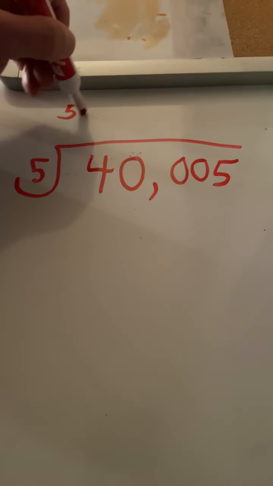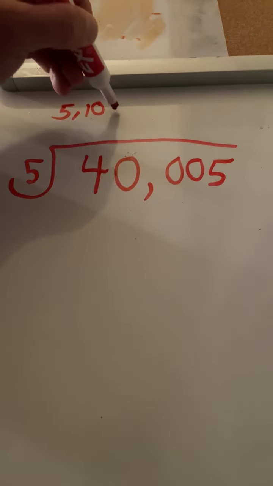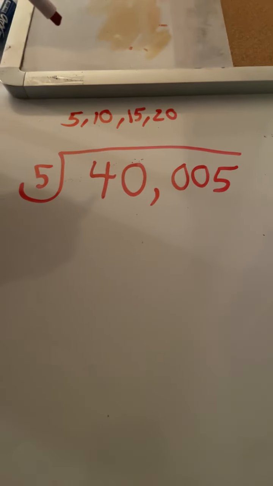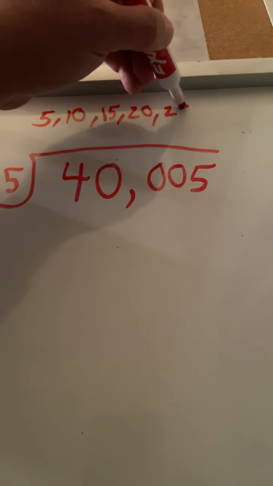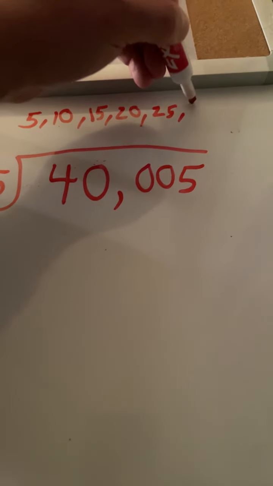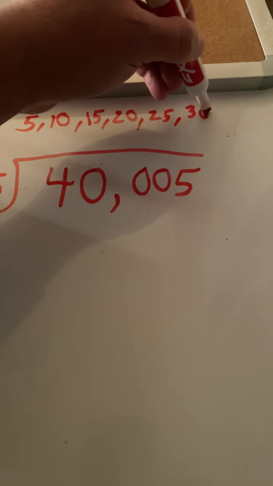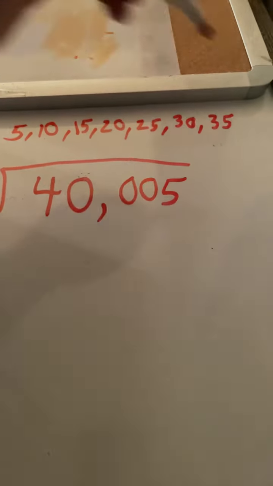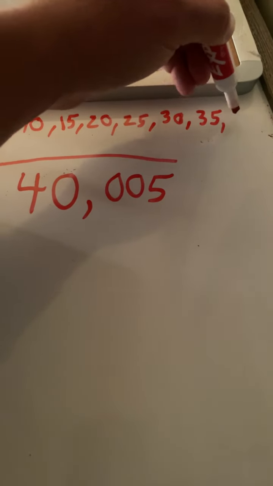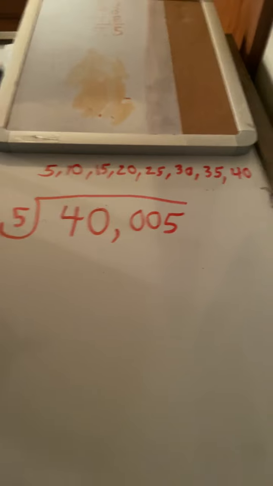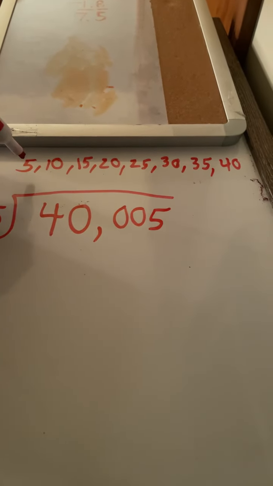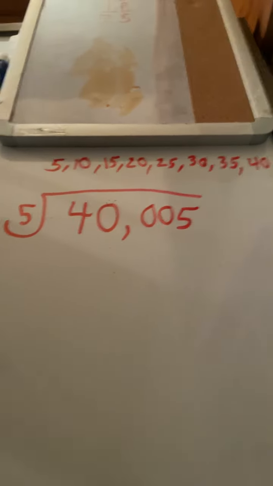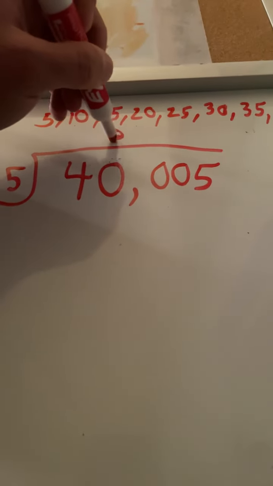5, that's 1 group of 5. 10, 2 groups of 5. 15, 3 groups of 5. 20, we are now at 4 groups of 5. 25, we are at 5 groups of 5. 30, we are at 6 groups of 5. 35, we are at 7 groups of 5. 40, we are at 8 groups of 5. So we have 1, 2, 3, 4, 5, 6, 7, 8. 40 divided by 5 equals 8.